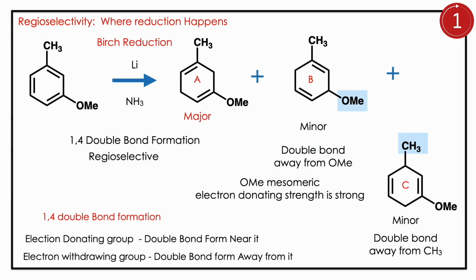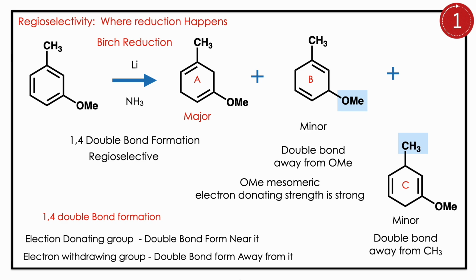The reaction is called Birch reduction. Basically, it's a regioselective reduction. The double bond formation is dictated by the electron donating ability of the functional groups. If the functional group is an electron donating group, the double bond forms away from it because the intermediate is the anion. If it is an electron withdrawing group, the double bond forms near it. If the functional group is the electron donating group, the double bond forms near it. If it is the electron withdrawing group, the double bond forms away from it.